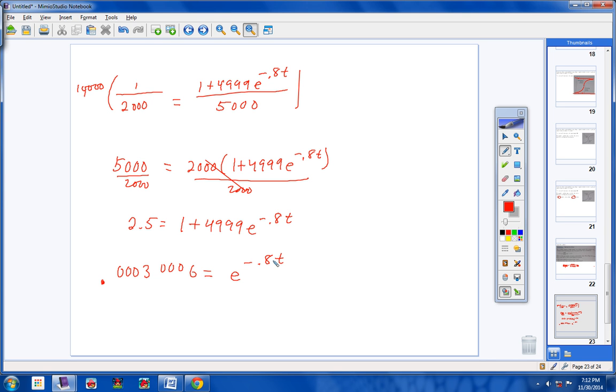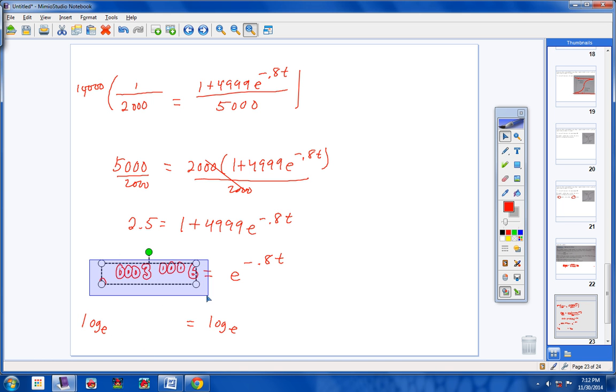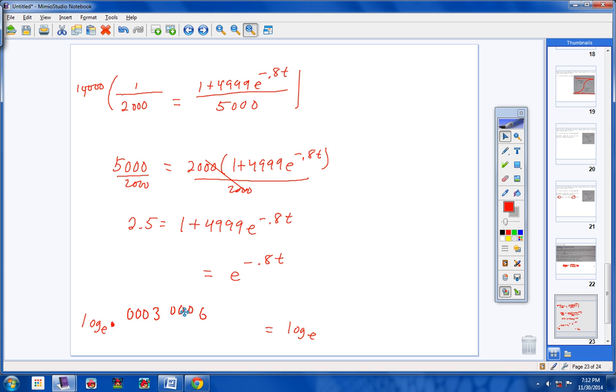Now remember, you have a base e, okay? So I'm going to take log base e of both sides. So I'm going to bring this down here if there's room. So log base e of this number equals log base e of this whole side right here, okay?